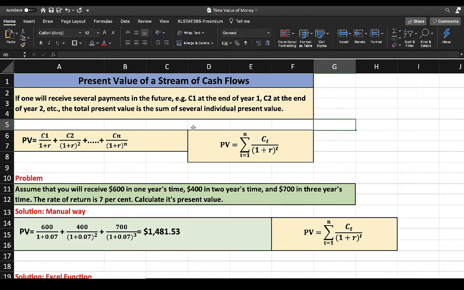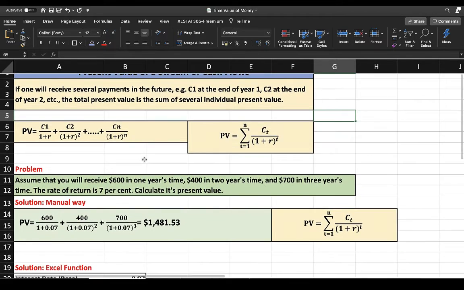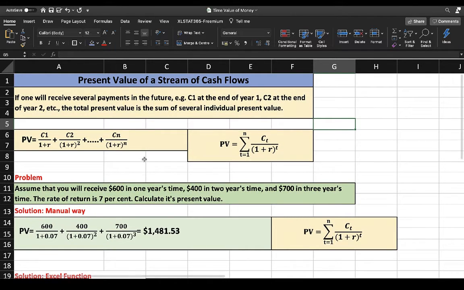And the formula used here is given, that is present value equals C1 upon 1 plus R. C1 is the cash flow at the end of year 1, and R is the discount rate. So in short, the present value of a stream of cash flows can be solved with the help of this formula. Now I'll take a problem and show you how it works if you solve this type of question manually by applying the formula.